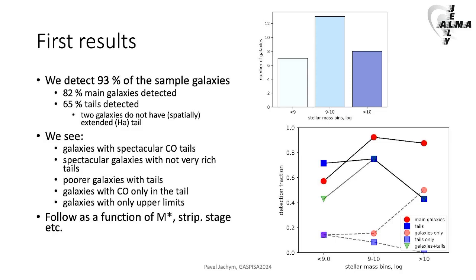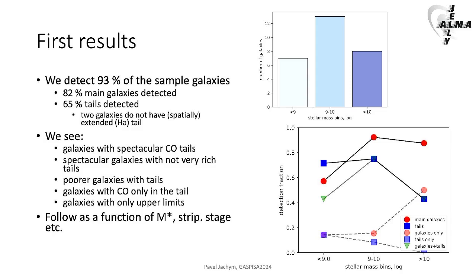80% in the main galaxies, and I would say like 80% of them again in the tails. So on the bottom right plot, if you follow the red dots, this is where, for the 3 mass bins, the main galaxies were detected. Then the blue is where the tail was detected, and the dashed lines show where the disk or tail only was detected. And then the green, which overlap with the other blue squares, are where both main galaxy and tail were detected.